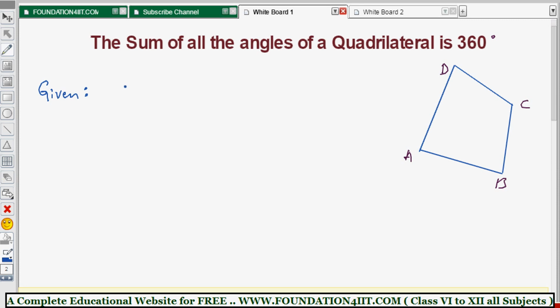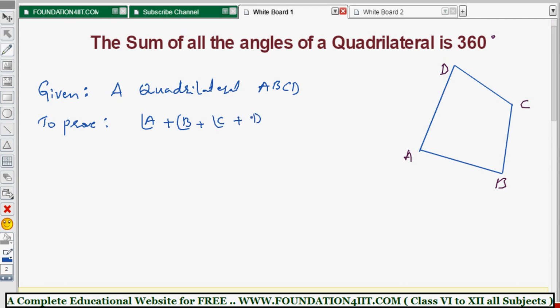So given data is a quadrilateral ABCD. It's given. Now we need to prove. So required to prove: angle A plus angle B plus angle C plus angle D is equal to 360 degrees. So this we are required to prove.